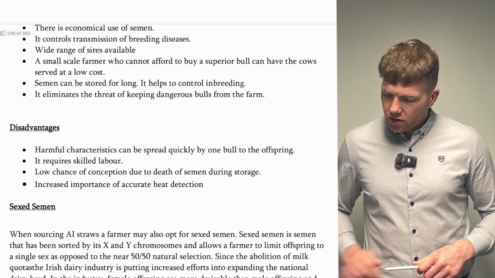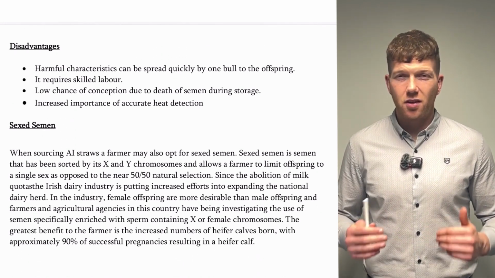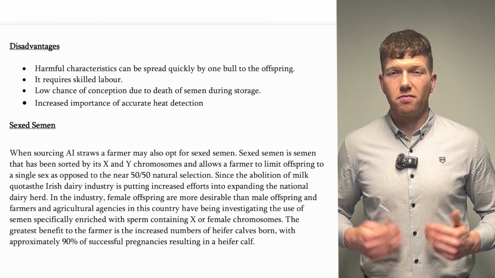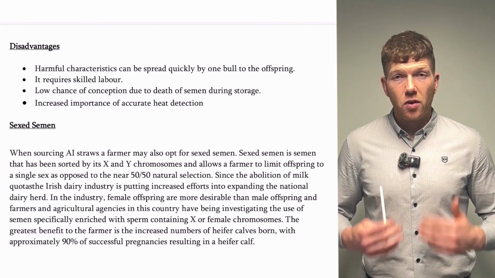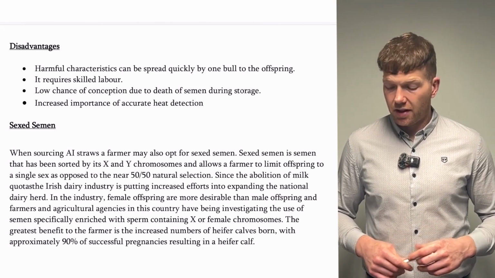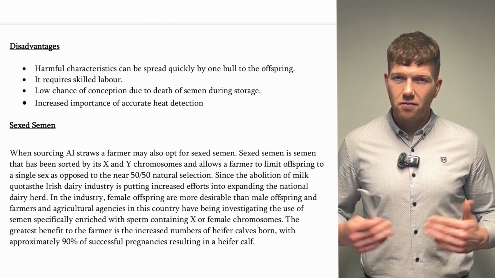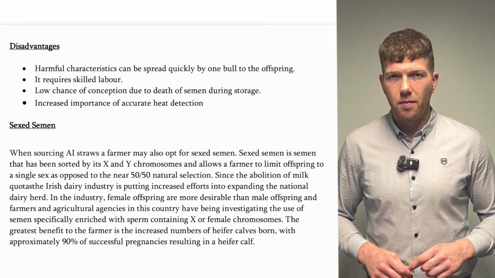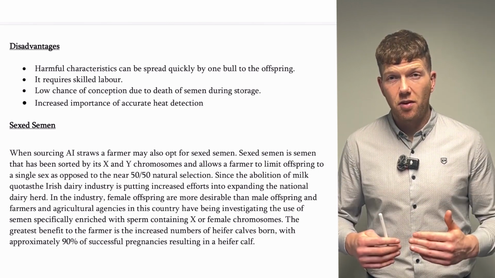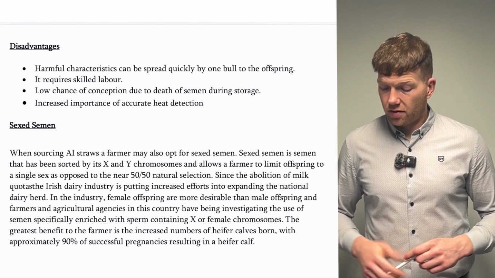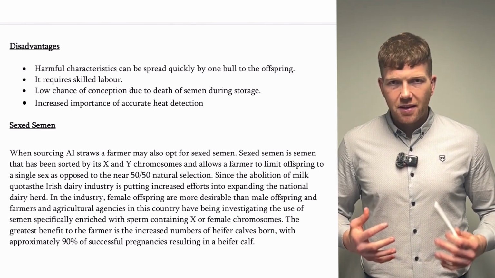Disadvantages. Harmful characteristics can be spread quickly by one bull to the offspring. But again, these are all tried and tested, so you'd be picking the best bulls. It requires skilled labour, so there's a cost on our farm. We don't AI ourselves, we get a technician in to do it, and that's obviously an extra cost. Low chance of conception due to death of semen during storage. Again, all the equipment would be really good equipment to keep it stored in liquid nitrogen. So when it's ready to be used, the semen is alive, it's just frozen while stored. And increased importance of accurate heat detection. Again, you need to be able to detect the heat.